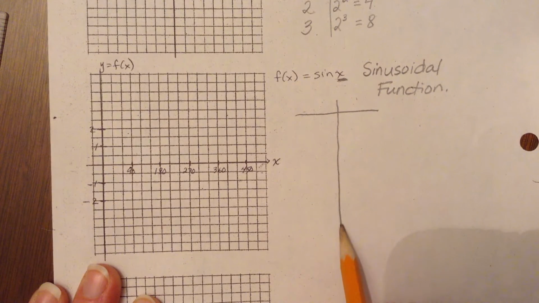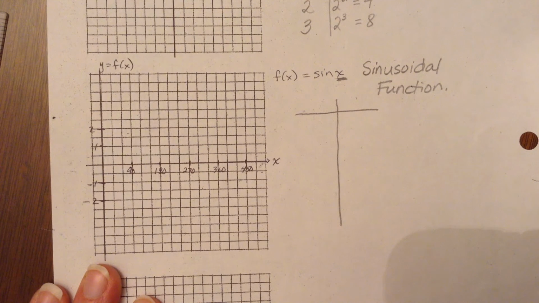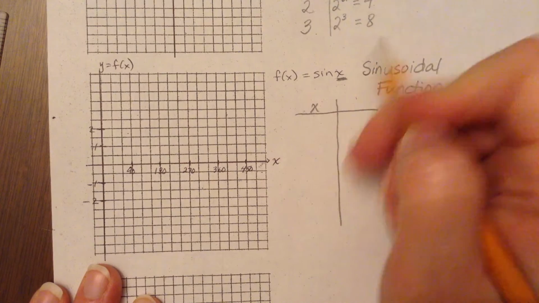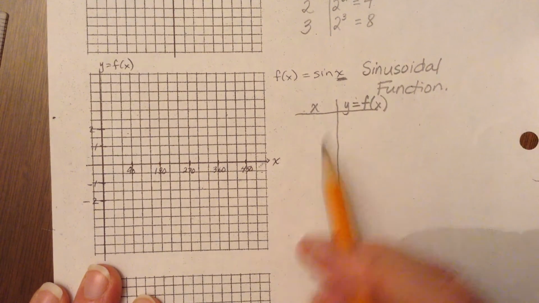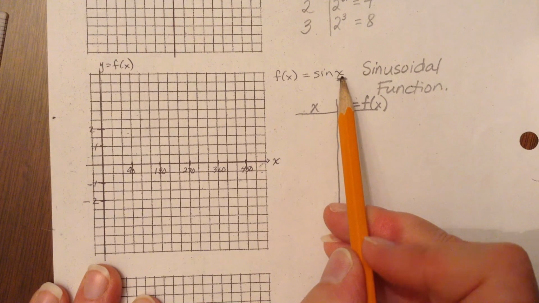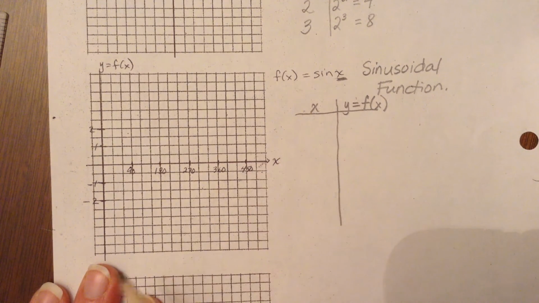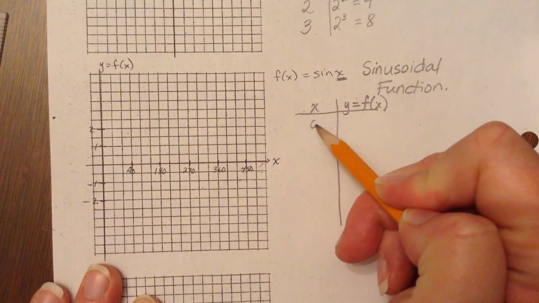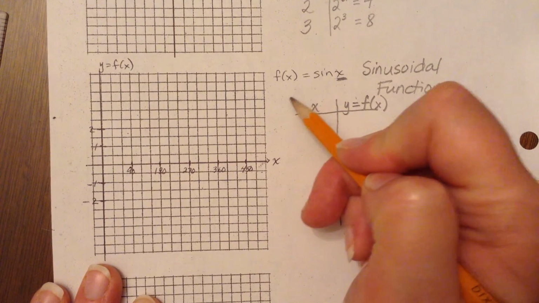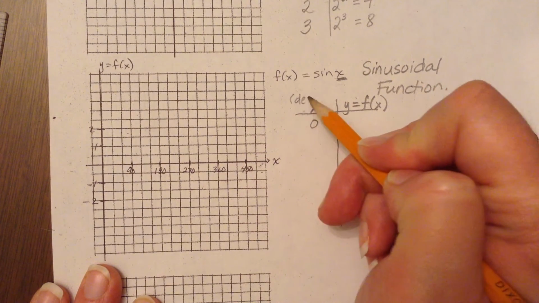We don't want to count by ones because that would take us a very long time to see the shape of the graph. So we're going to count in 30-degree increments in our table. Now you can actually take sine of a negative number or a positive number, it doesn't matter, but just to get an idea of the shape of the graph, we're going to just do sine of positive values just to remind you of the shape and what it looks like.